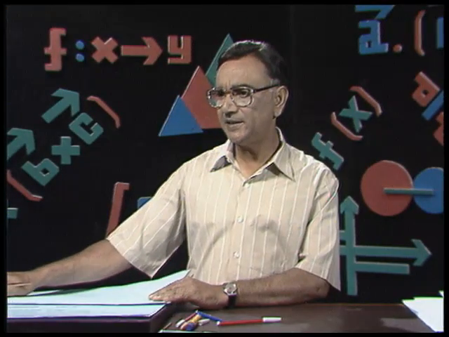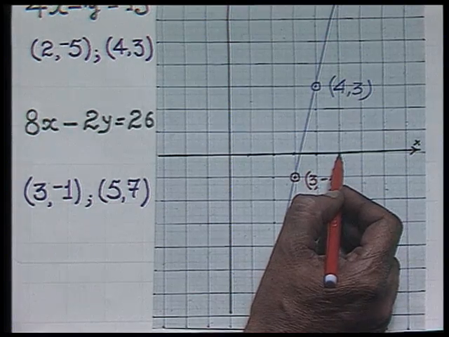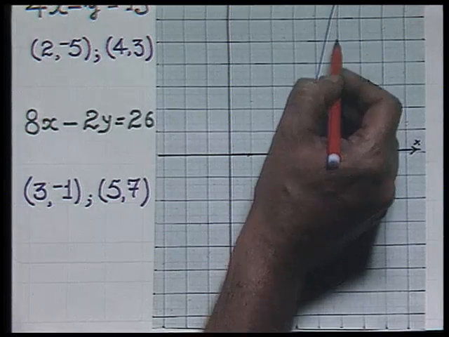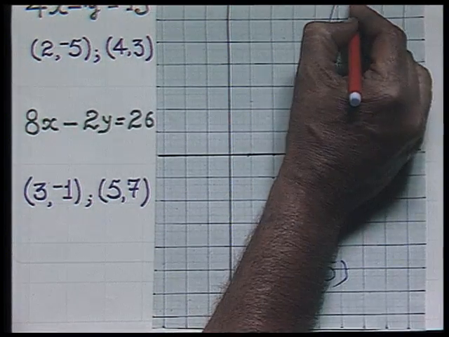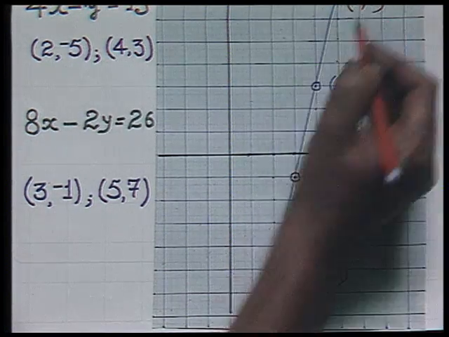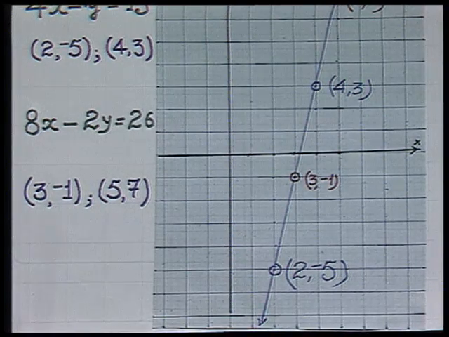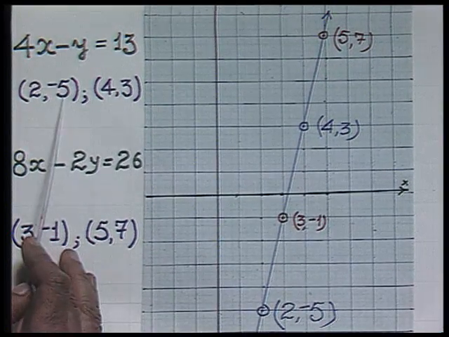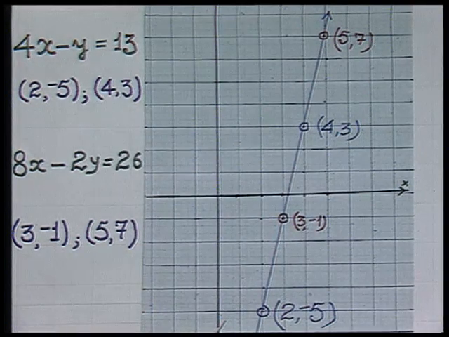The other ordered pair is (5, 7): 1, 2, 3, 4, 5 and 7 units being positive again move up 1, 2, 3, 4, 5, 6 and 7. So this point is also lying on the previous line. So what do you find? Here the ordered pairs for the first line and those of the second line are lying on the same line.